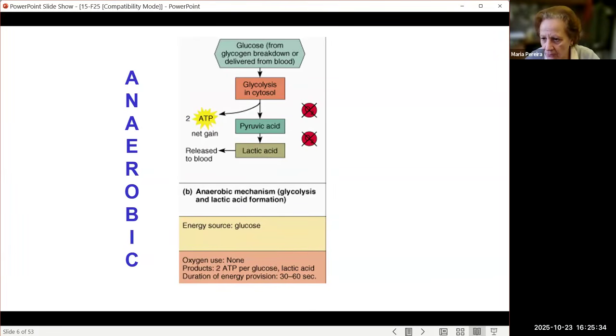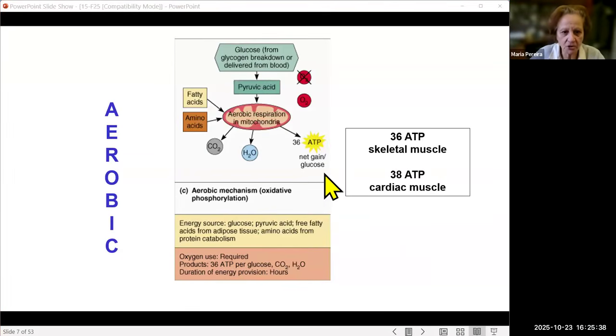Okay, so let's continue. Now we go to the aerobic, right? So remember the pyruvic acid. Here you don't see lactic acid because now we have oxygen. So in the presence of oxygen, so here you have oxygen, right? This part doesn't require oxygen, but now here you need oxygen.